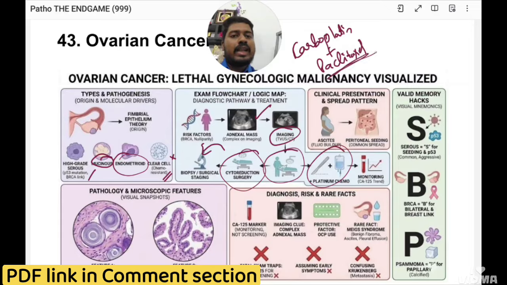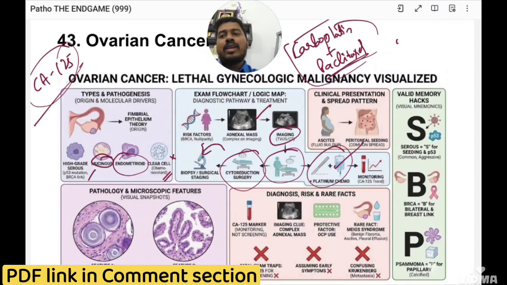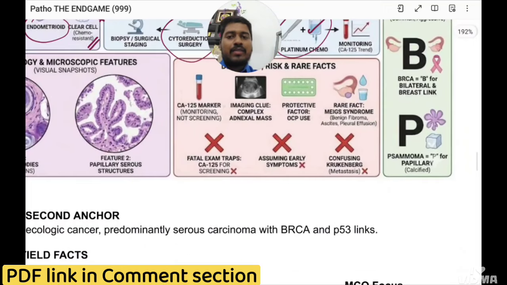In anti-cancer drugs we'll study that. Okay, so we use that and along with that we'll use CA125. Remember, CA125 in tumor markers we had studied, no? CA125 was for ovarian CA. So CA125 is for monitoring but not for screening. Okay, remember this.